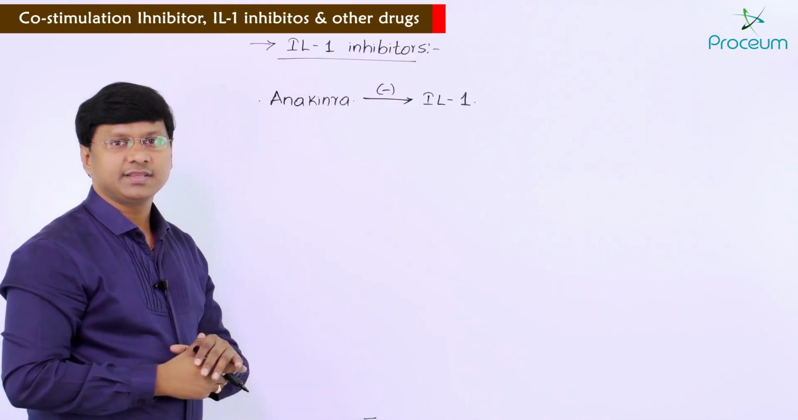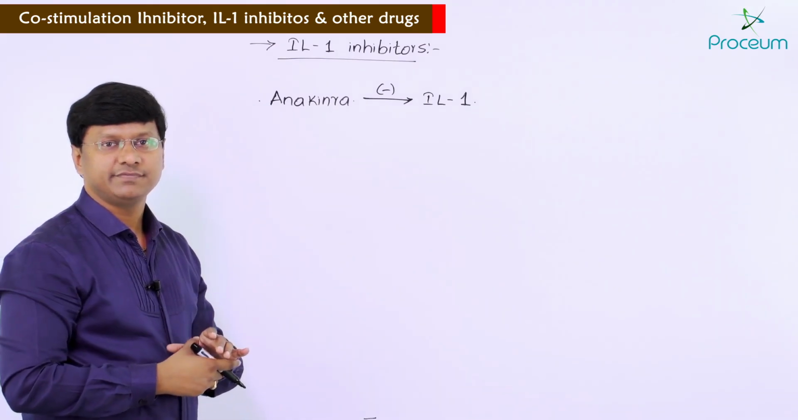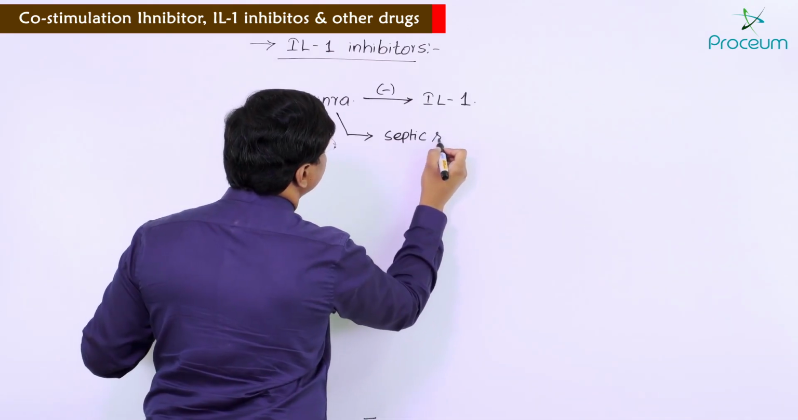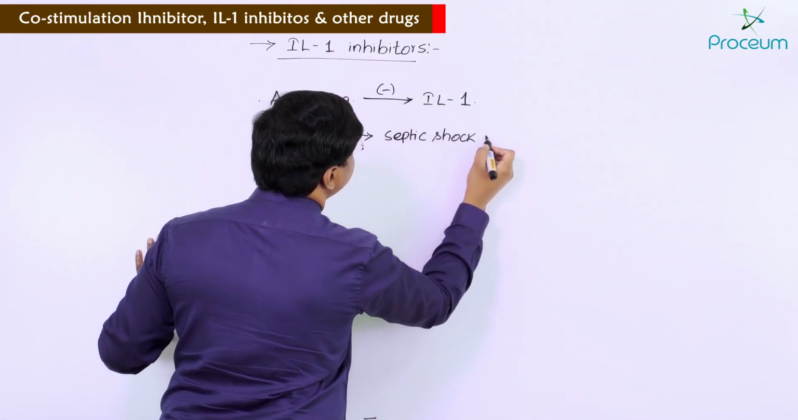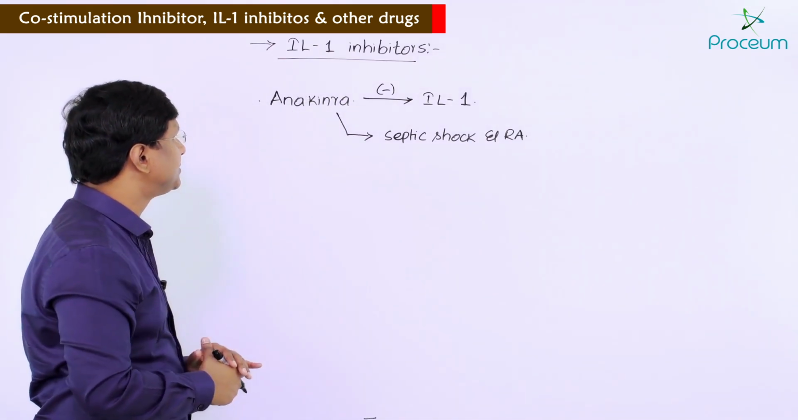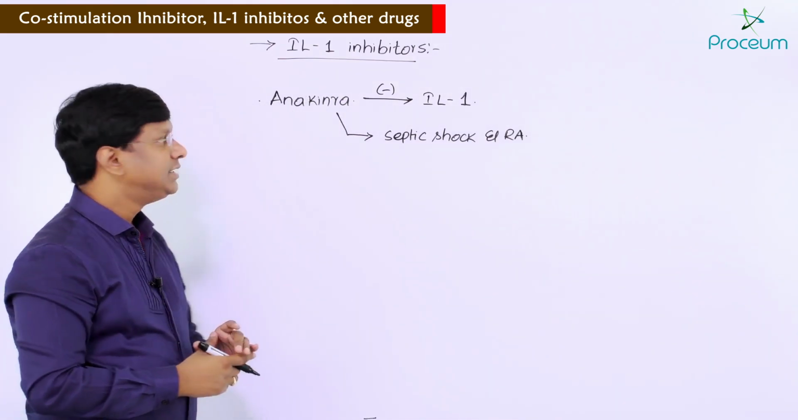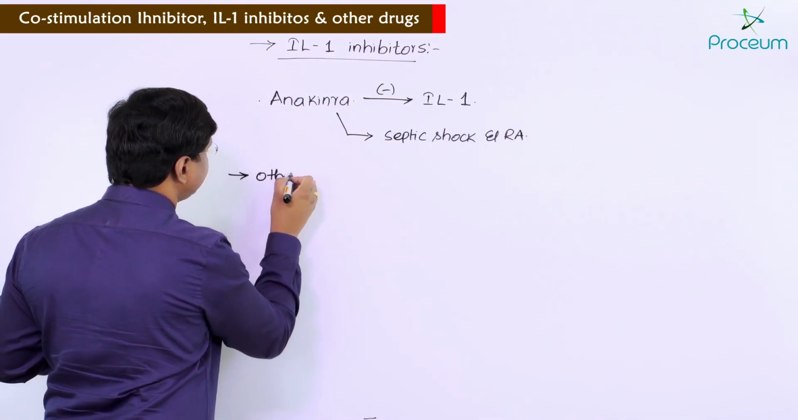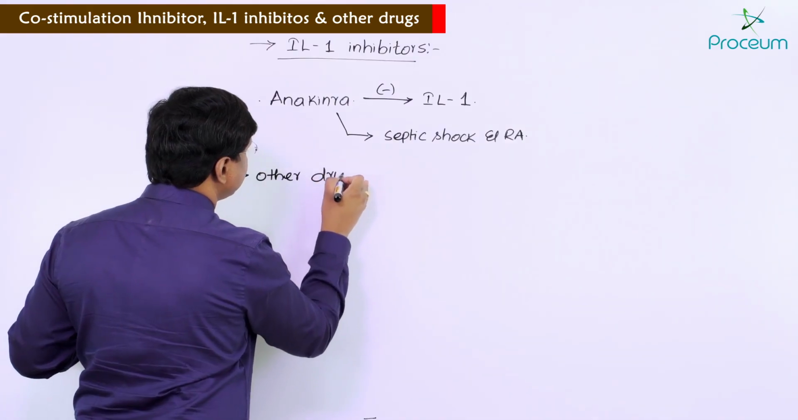Now where is this Anakinra being used? It is being investigated for use in case of septic shock as well as rheumatoid arthritis. In these clinical scenarios, we use this Anakinra. Now apart from these interleukin 1 inhibitors, we have certain other drugs as well.